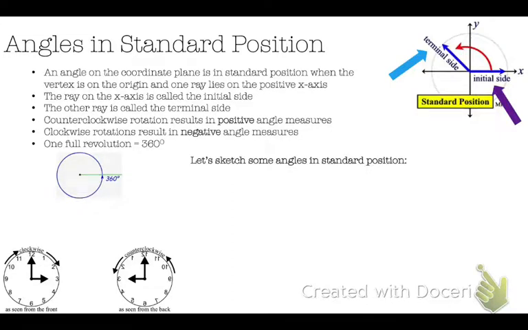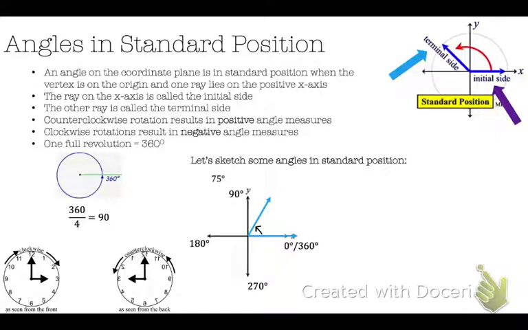So let's sketch some. If we want to sketch an angle that's 75 degrees, well, first, we know that there are 360 degrees in the whole thing. If I divide that by 4, because we have 4 quadrants, that's going to be 90. So right there would be 90 degrees. If I go another 90, it'd be 180. Another 90 is 270, and another 90 is 360. That's also 0 degrees right there. So 75 degrees is between 0 and 90. So I start with my initial side, there's my terminal side, and there's my angle.